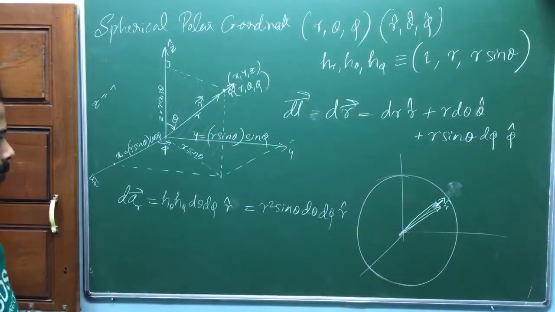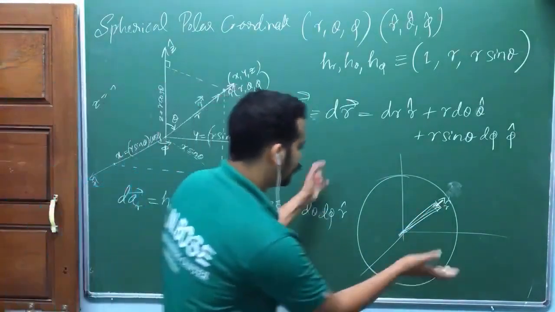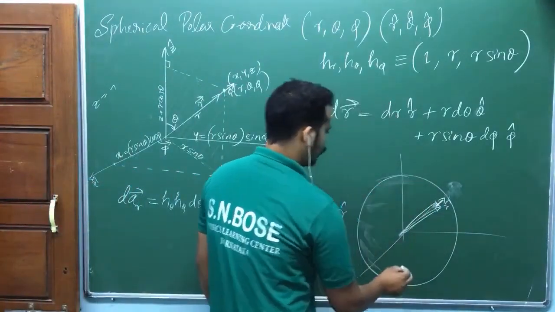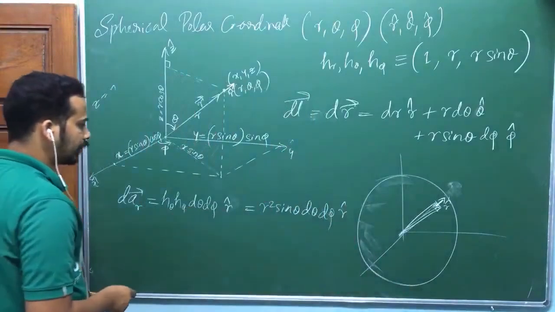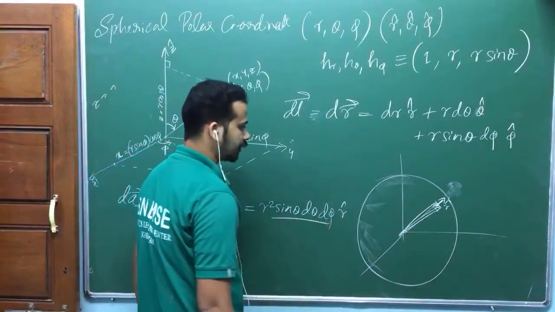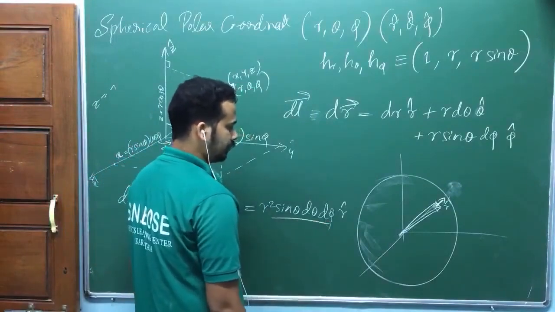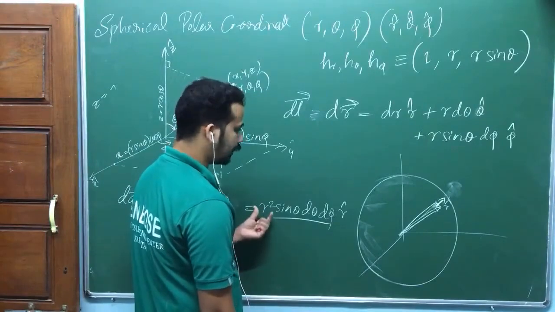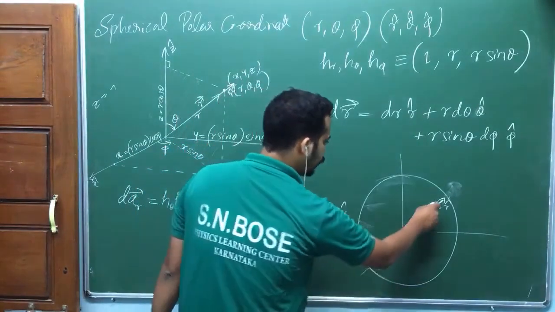This patch is on the surface of the sphere, okay? So take it as a sphere. That patch will form a kind of solid angle. I hope sine theta d theta d phi is that solid angle. And the solid angle multiplied with r square gives you this area, okay?